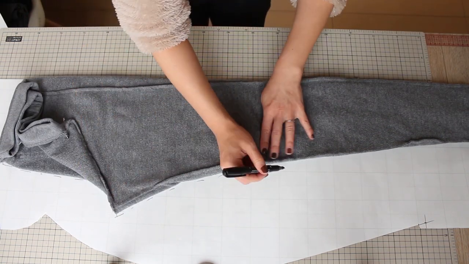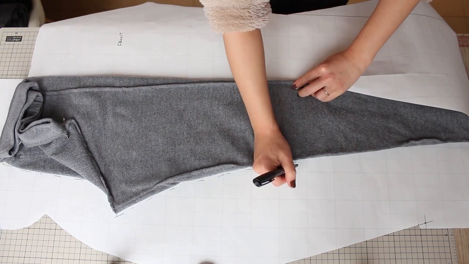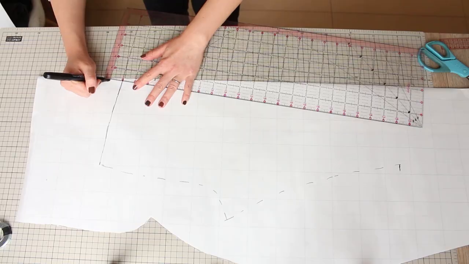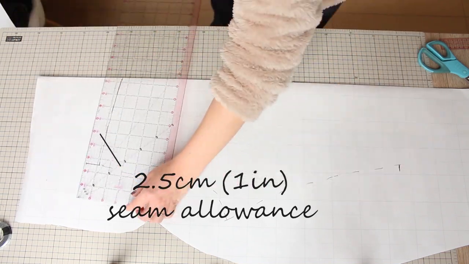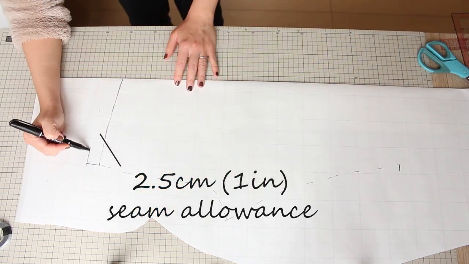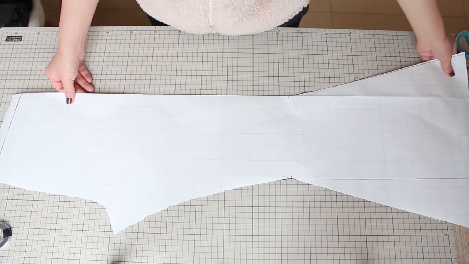Make the knee point at the same place as the front panel and match the hemline and draw the rest. On the back side, add a 2.5 cm or 1 inch seam allowance above the waistband line. And the pants section is complete!